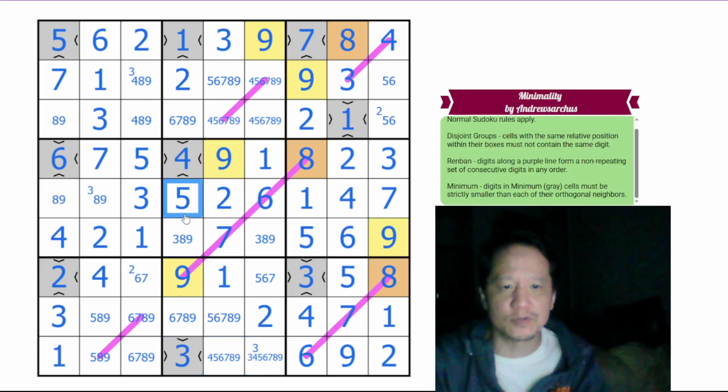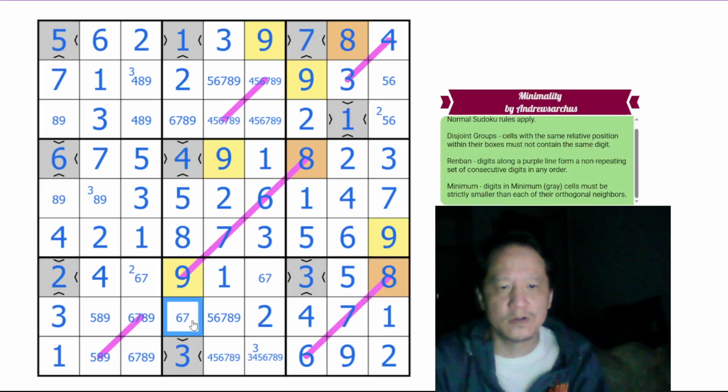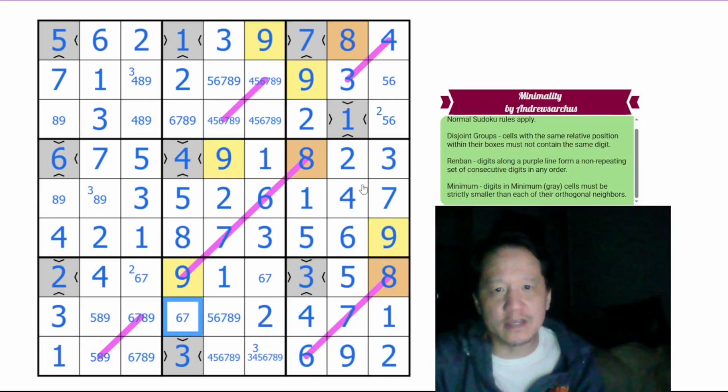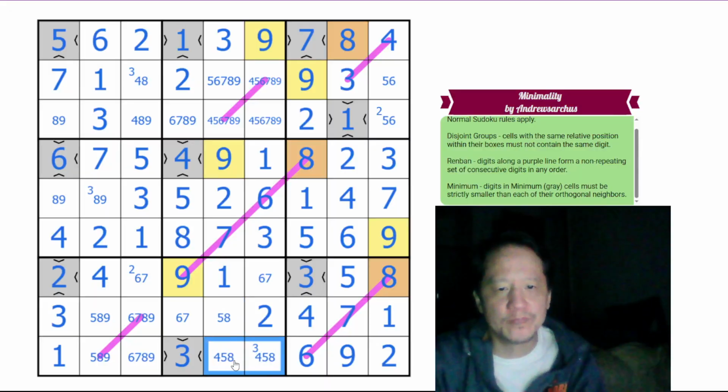So this is 3. Not 3 here. This is 8. This is 3. 6 or 7. 6 or 7. 5 eliminates 5 here. Yeah, this is looking kosher. But anyways, no 9 here. No 6 or 7 here. No 3 here. No 9 here. 4, 5, and 8. No 9 here.